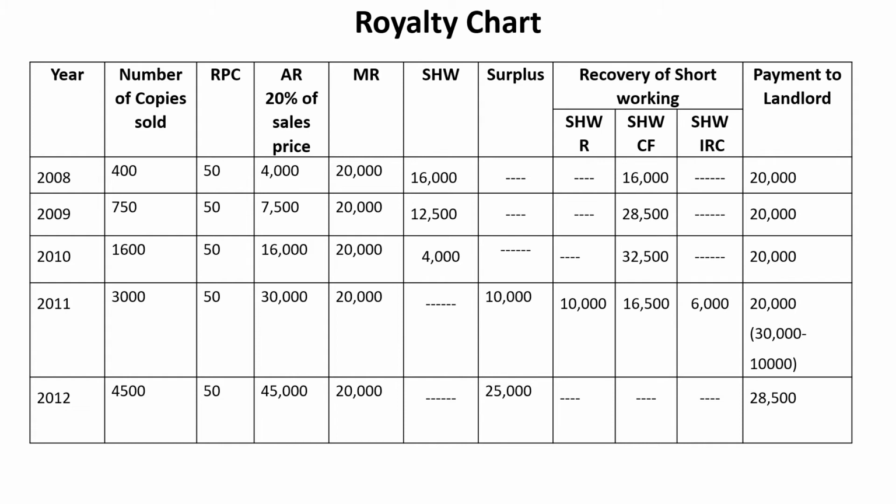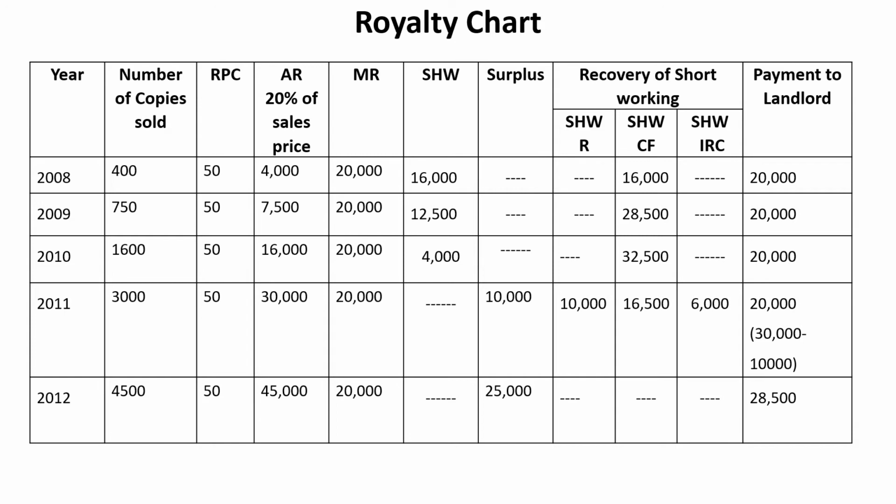The 6,000 is because of the given agreement: whatever short working we get in the first year, we have to recover it in the first 3 years. Whatever we find in 2008, 16,000, the entire 16,000 we have to recover before 2011. But we were able to recover only 10,000. So 16,000 minus 10,000 recovered leaves 6,000.